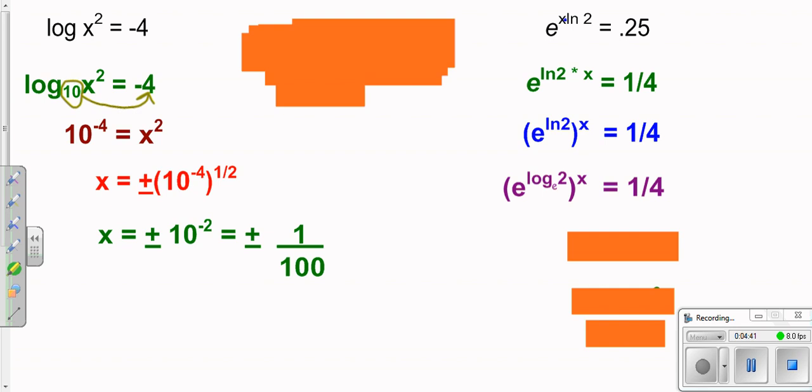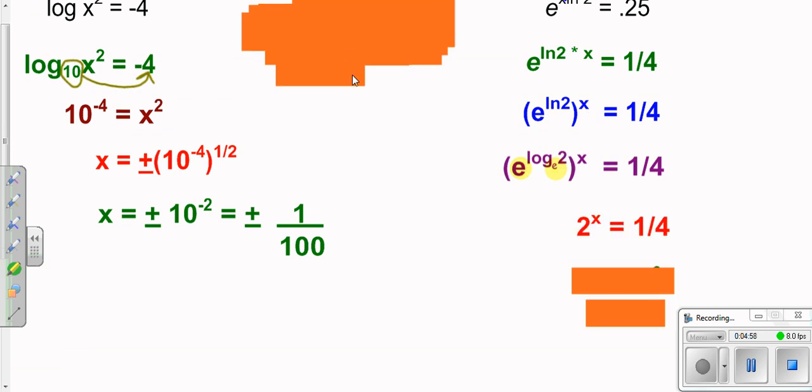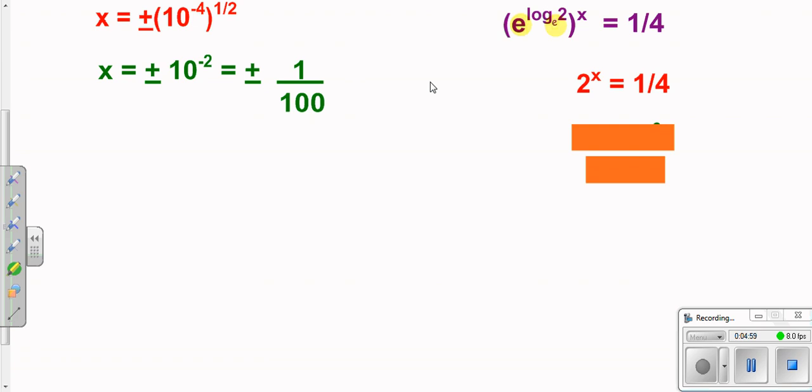So whenever your base here matches your base after your logarithm, and once again, your natural log is the same as log base e, these cancel out, leaving us with just 2. So it ends up being in the parentheses 2, still raised to the power of x. Now we can finish solving this.